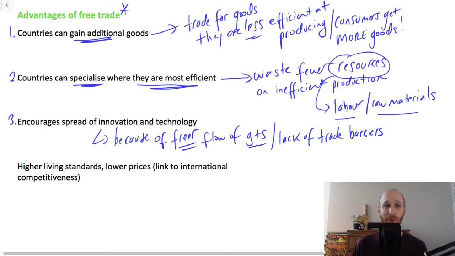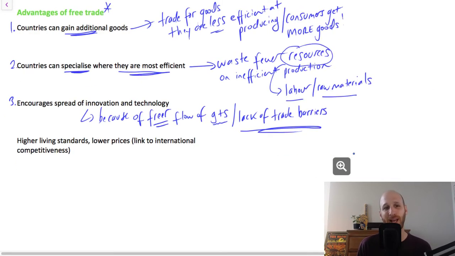That free flow of goods and services means that innovation and technology can move freely between countries, that there really is that lack of trade barriers, that lack of roadblocks that would restrict the flow of innovation and technology. The next thing is that free trade will give countries higher living standards and lower prices. So let's have a look at how this might happen.